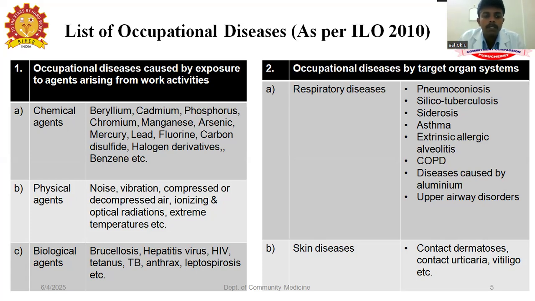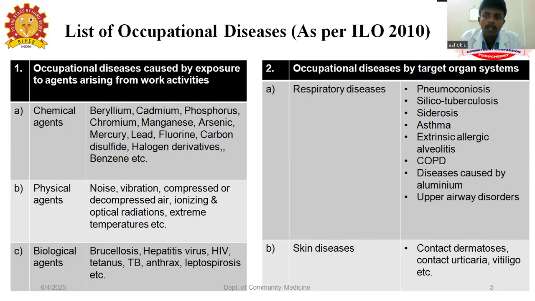Then we have physical agents. These are found in industries where there is a lot of noise, a lot of vibration, the presence of compressed or decompressed air, ionizing and optical radiations, and extreme temperatures. Those working in mines are exposed to extreme temperatures. Then we have biological agents like brucellosis, hepatitis virus, HIV, tetanus, tuberculosis, anthrax, leptospirosis, etc.